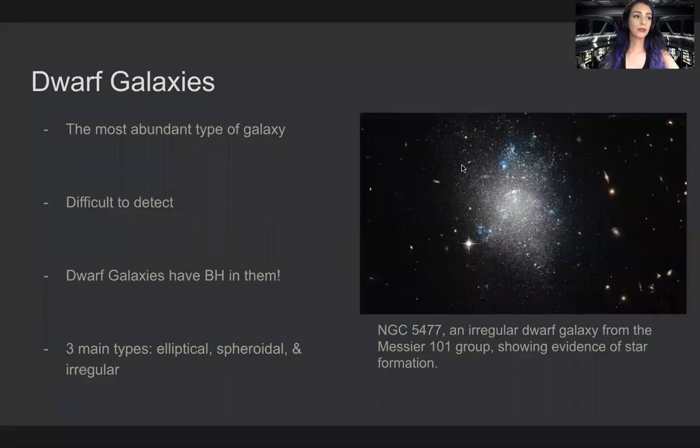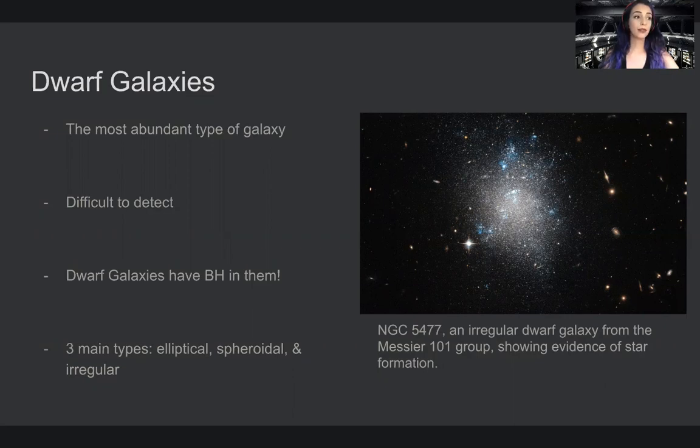Dwarf galaxies are the most abundant type of galaxy in the universe. They are generally difficult to detect due to their low luminosity, low mass, and small size. Dwarf galaxies have black holes in them. There are three main types of dwarf galaxies, including elliptical, spheroidal, and irregular.